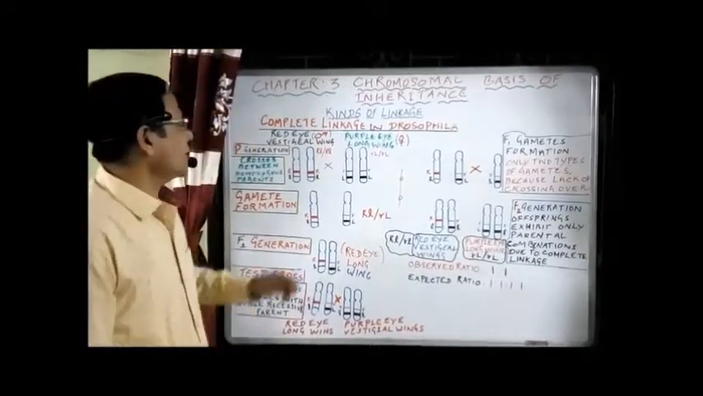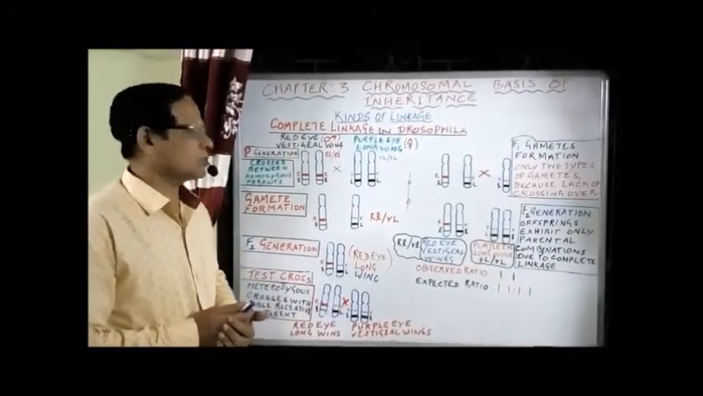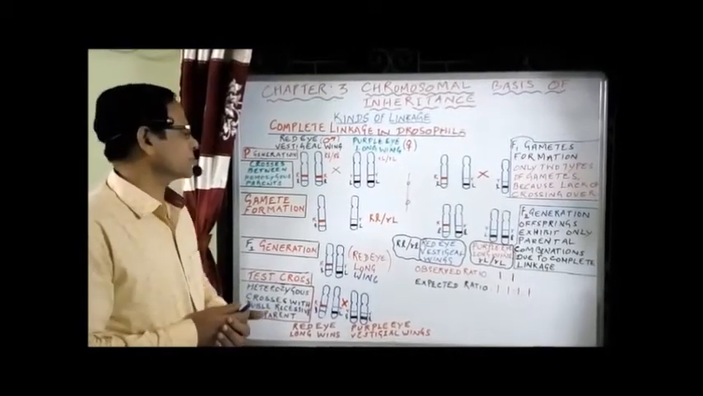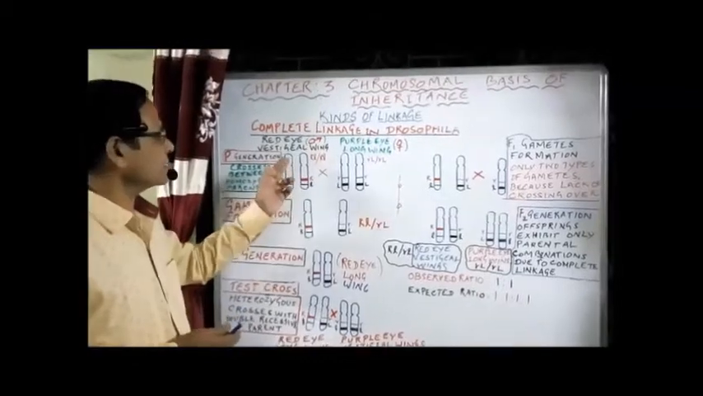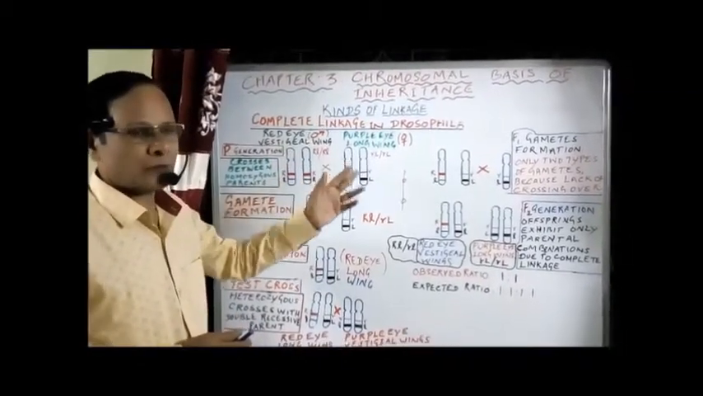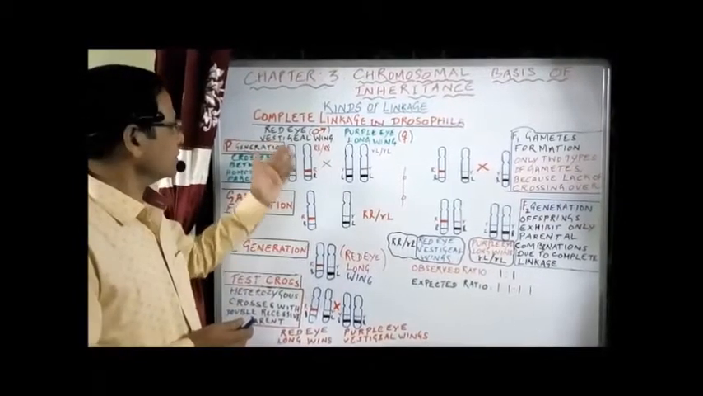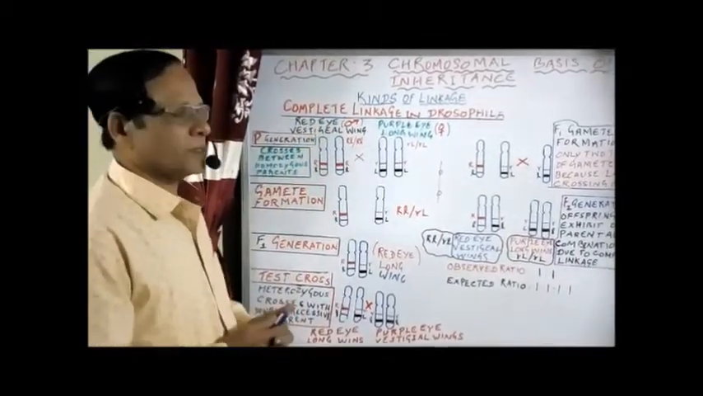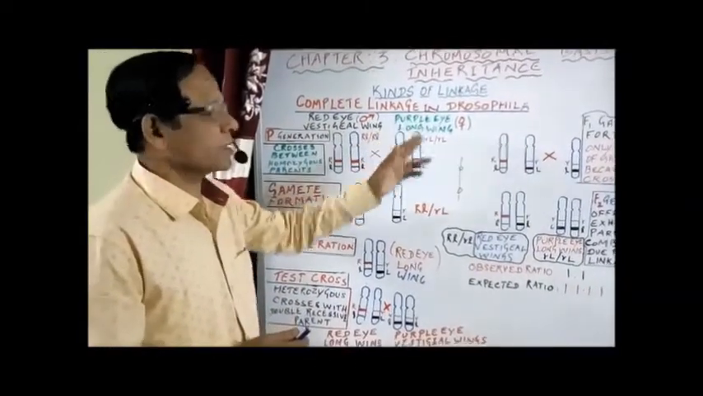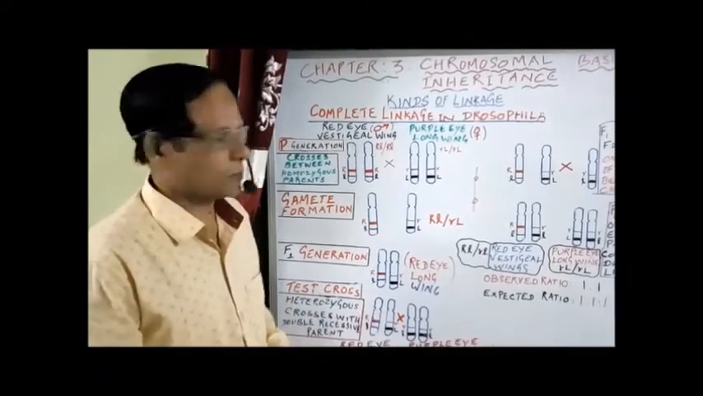Drosophila. And here, he took two characters. One character is related to the eye color, another character related to the shape of the wing. Eye color has many shades. Here he took two colors of eye: one red eye color, another one purple eye color. The genes for eye color are located in the X chromosome.